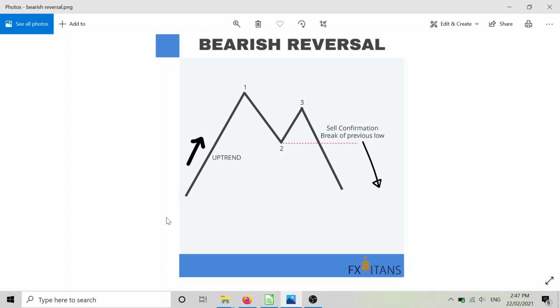Same thing for the bearish reversal, it must be accompanied by an uptrend first. So basically the highest point, number 1, must be the highest point of the uptrend. We call it point number 1. It will go lower and create a swing low. We call it point number 2. The next one, it will go a little bit higher, but remember it cannot be higher than point number 1, so it must be lower than point number 1. We call it point number 3. And if it goes lower, and it breaks the previous low, or in this case point number 2, then it's our sell confirmation. You can go short or you can sell that instrument.